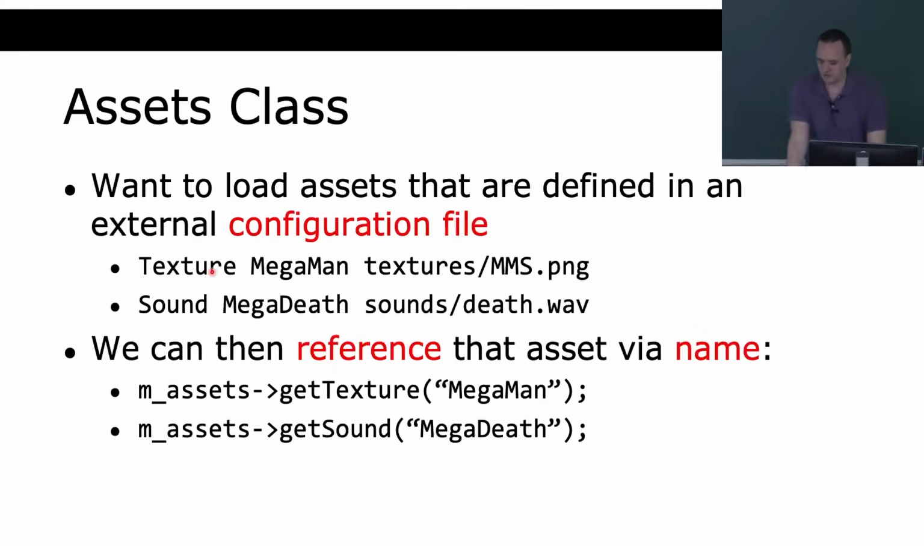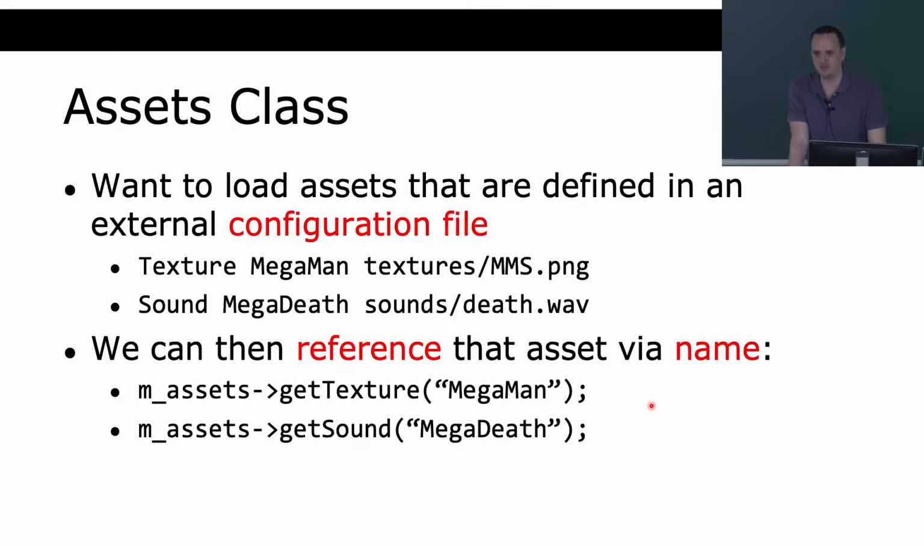Then we can reference that asset via the name that we gave it in the file, right? So if at any point I want to draw Mega Man, I'm going to say assets get texture Mega Man. And this is going to return a reference to that single texture that I've loaded. And I'm never going to load that texture other than right at the beginning of the game. Similarly, if I want to play a sound, I'm going to get a reference to that sound.